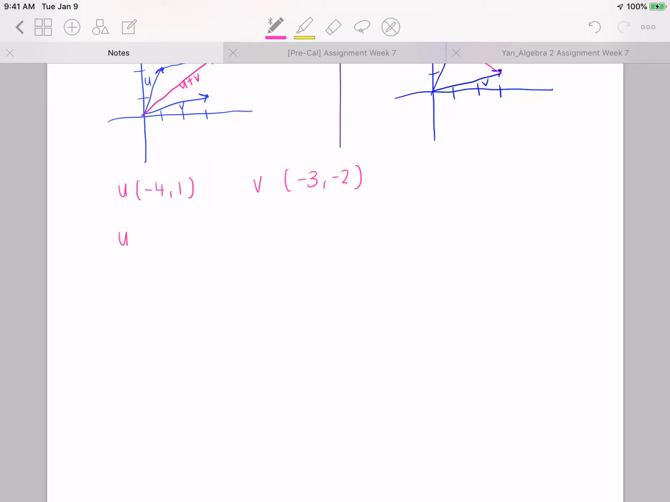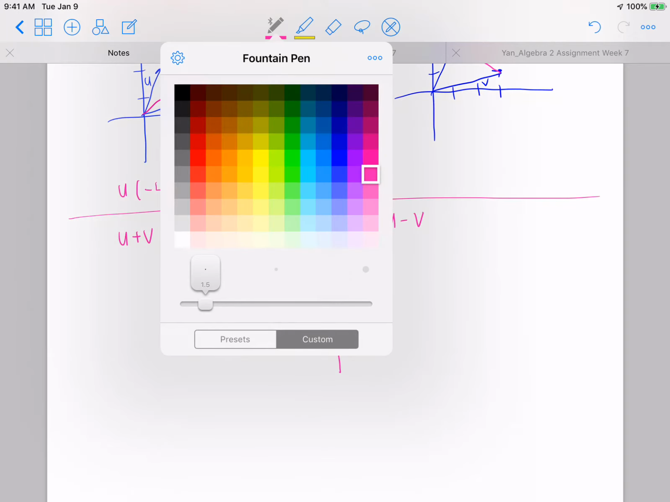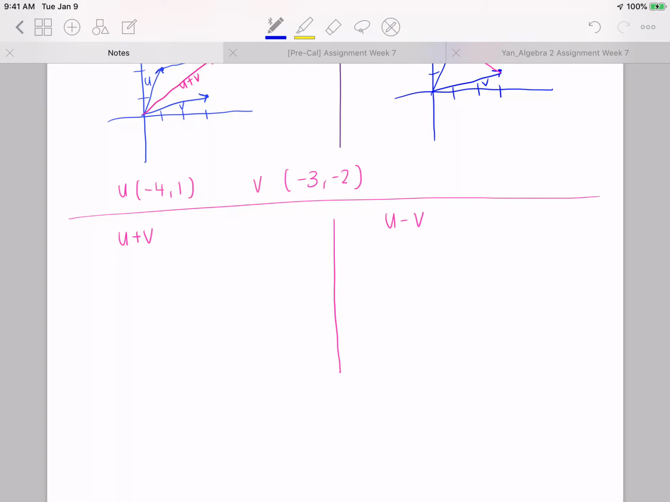Okay, so let's do a u plus v and a u minus v. U plus v, you can pause the video and do it on your own if you want. I'm going to write my answer now. It's going to be negative 7 and negative 1. This is u plus v. U minus v would be negative 1 and 3.